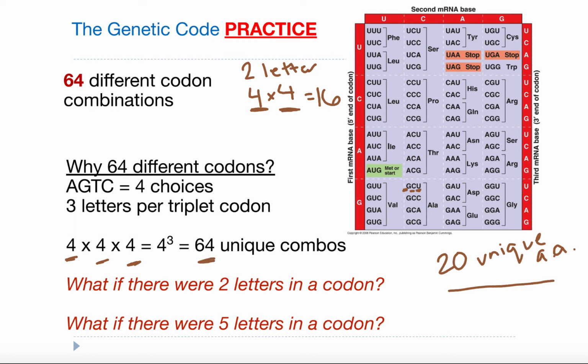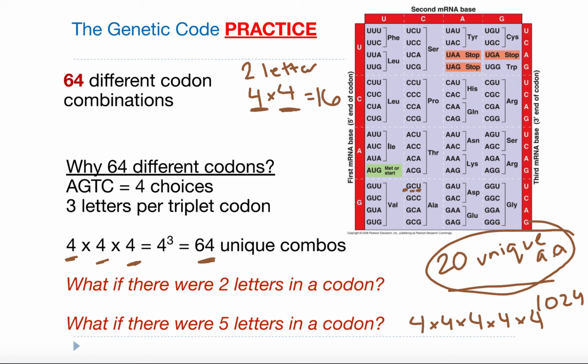And if I did 5 letters, it would actually be 4 times 4 times 4 times 4 times 4, which is 1,024 unique different combinations, which is too many. So generally speaking, we want to use the smallest number of letters to give us just enough to cover the 20 unique amino acids I want to code for. So that's why, generally speaking, triplets is the best amount for combination, or the best amount of DNA bases we want to pair with each unique amino acid.